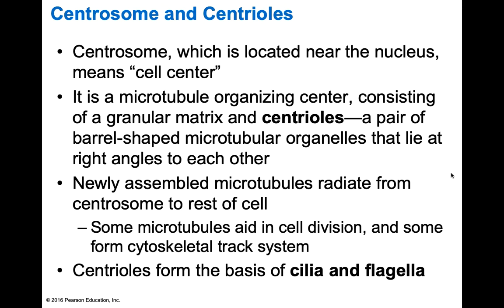Like I said, for cellular division, this will help pull the chromosomes apart. And our centrioles also form the basis of our cilia and flagella that are used for cell mobility. The flagellum is typically a whip-like tail that extends from the cell, and our cilia are tiny finger-like structures that wave in order to help with cell movement.